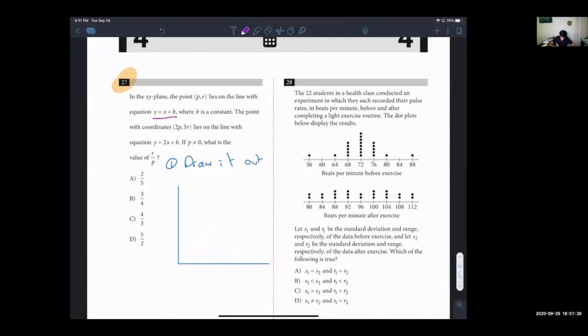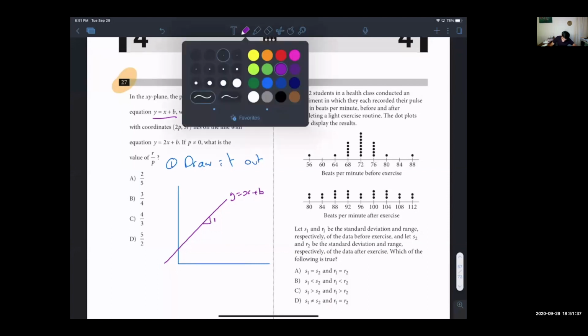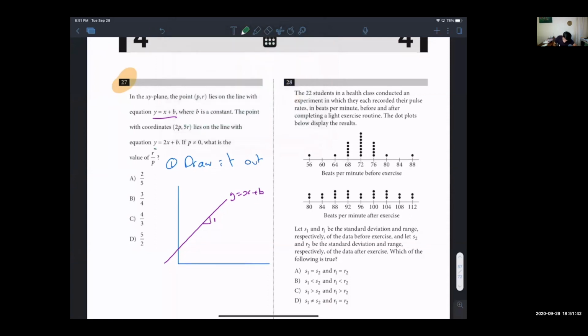So let's do this, right? The gradient again is 1. We know the gradient. And then let's see, what is the line for, let's do green here, what is the line for 2x plus b? So the gradient will be a little higher, but b is the same. Notice how b is the same. So it will still come through this line. So the gradient will be 2x. So this is 2, right? The gradient is 2, and this point here is b, right?